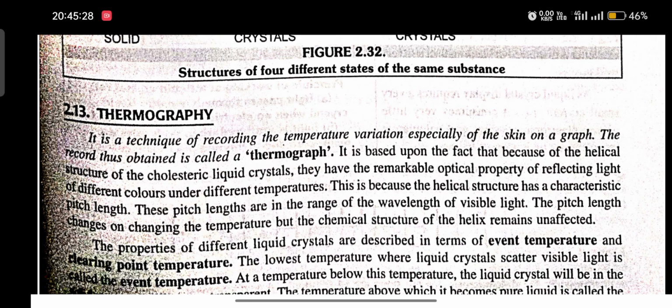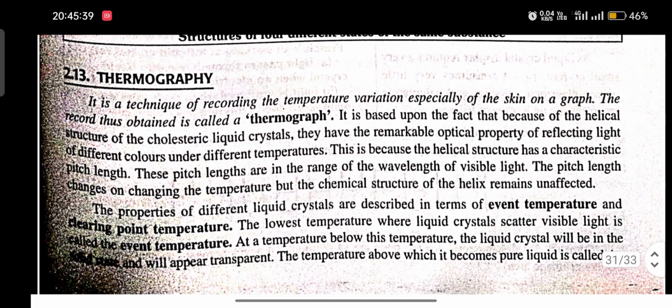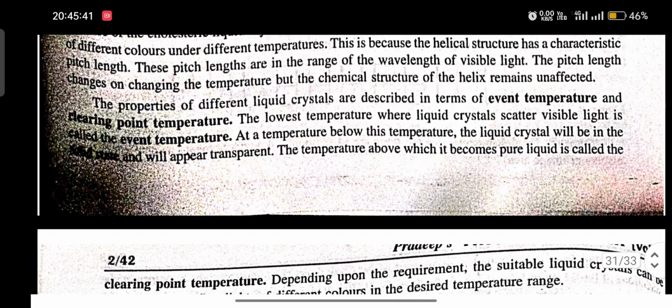This is because the helical structure has a characteristic pitch length. These pitch lengths are in the range of the wavelength of visible light. The pitch length changes with the changing temperature, but the chemical structure of the helix remains unaffected. The properties of different liquid crystals are described in terms of the event temperature and the clearing point temperature.